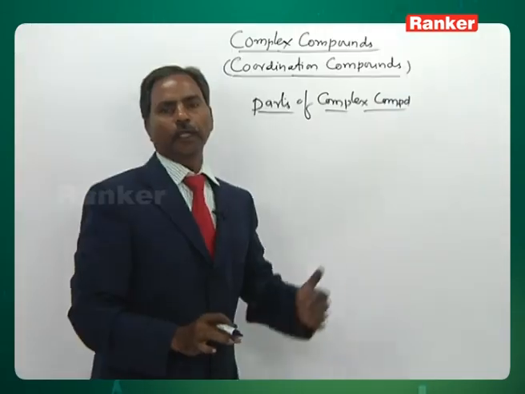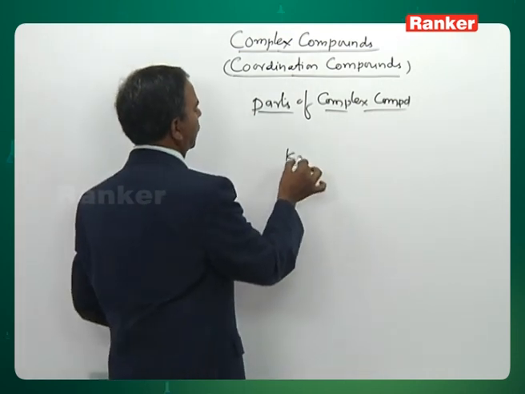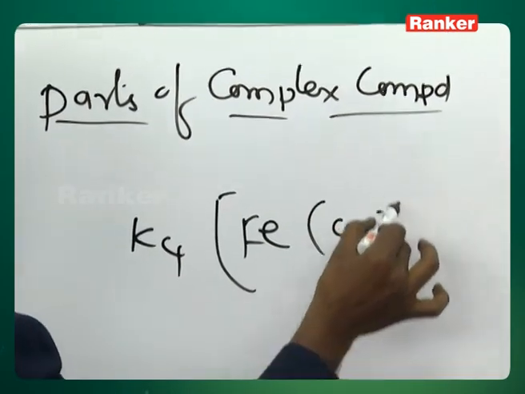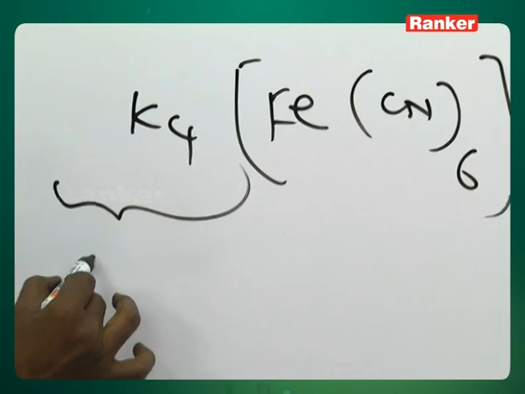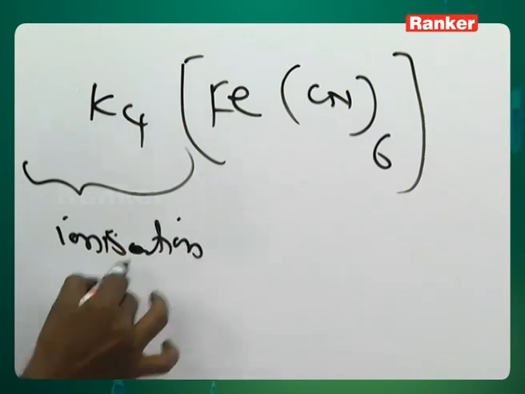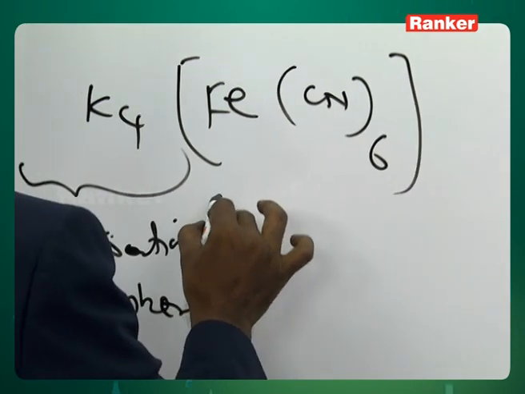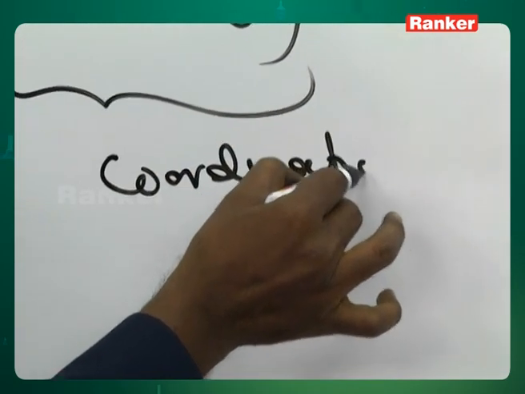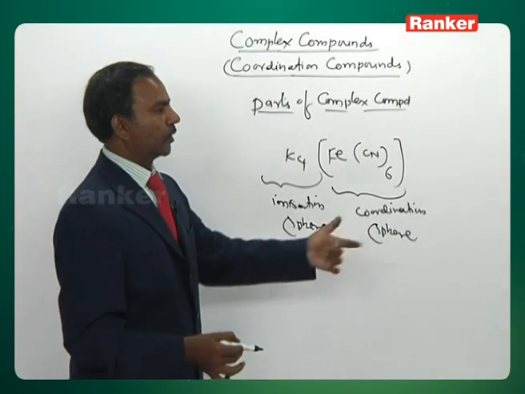Let me show. Different parts are there in a particular complex compound. Look here, K4[Fe(CN)6], consider it a simple complex. This particular part we call the ionization sphere, and this particular part we call the coordination sphere. This is the ionization sphere, and this is the coordination sphere.